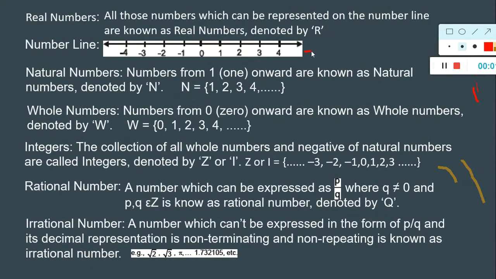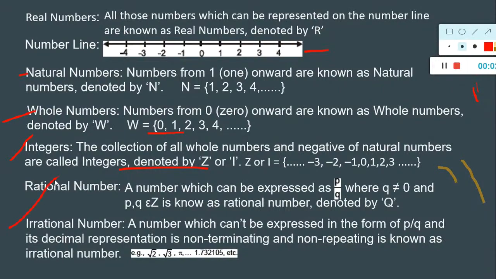This is a number line whose center is 0, and on the right side it is increasing and on the left side it is decreasing to minus infinity. Natural numbers are all those numbers from 1 onwards, that is, the numbers 1, 2, 3, 4 to infinity are all natural numbers. Whole numbers are the numbers that start from 0 and continue to 1, 2, 3, 4. If we look at integers, the collection of whole numbers, natural numbers, and the negatives of natural numbers are called integers.